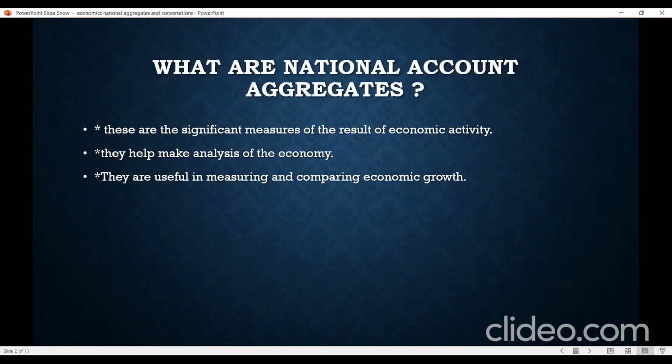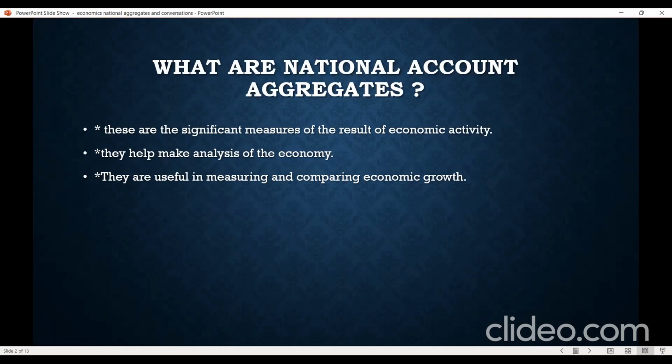These are the significant measures of the result of economic activity, right? They help make analysis of the economy, and they are useful in measuring and comparing economic growth. Now, the national aggregates, there are three ways in which they can be identified, which is in the form of production, in the form of expenditure, and income.